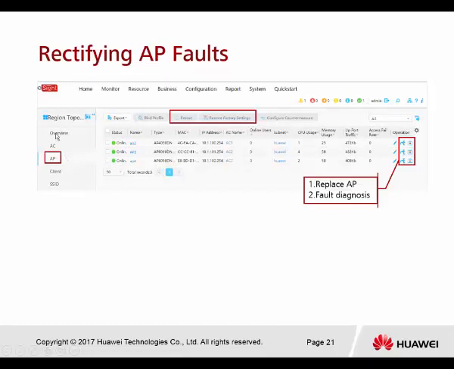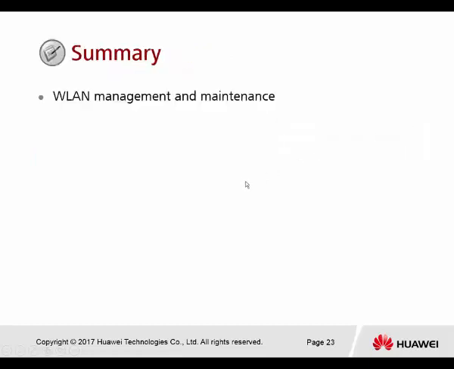So now you go back to the region topology here and click on the AP. It will show you the list of all online APs. So what you need to do is go to the operation here. There are 3 icons. The first icon, the pen here, is edit. I want to modify some of the AP parameters. Then the second one is replace the AP, and the last one here is fault diagnosis. So it helps you to scan and check the condition. So this is a summary of WLAN maintenance and management.